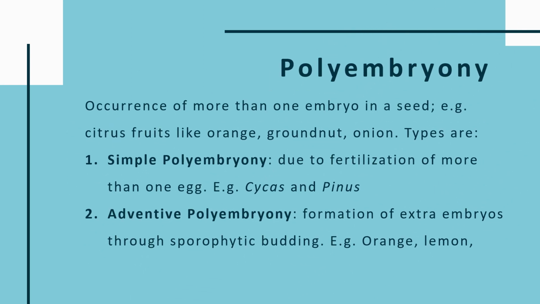Usually there is a single embryo in each seed, but in some cases a seed may have more than one embryo, and this condition is known as polyembryony. There are two types. Simple polyembryony, where fertilization of more than one egg results in the occurrence of more than one embryo in a single seed. Examples are Cycas and Pinus. On the other hand, adventive polyembryony is due to formation of sporophytic budding that results in formation of extra embryos, as seen in citrus fruits like oranges and lemons.